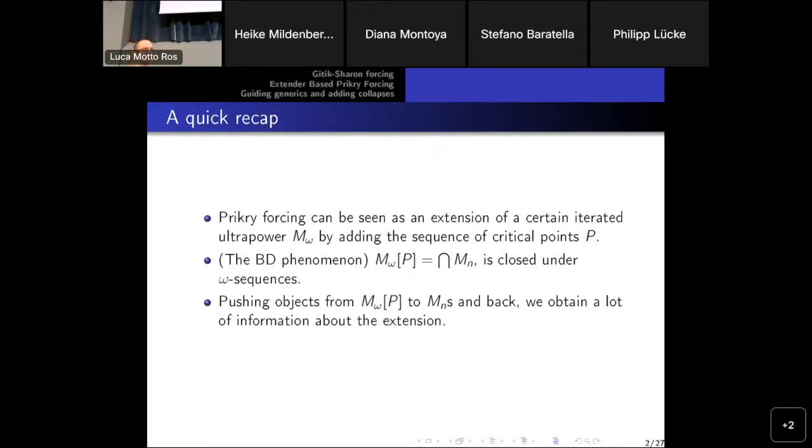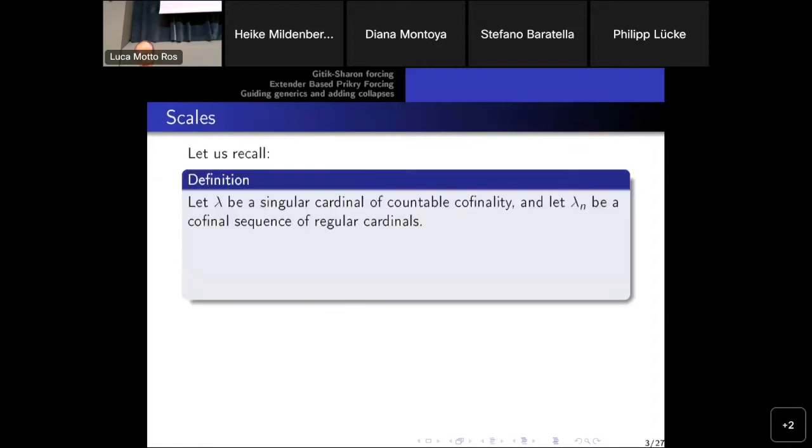Then we talked, really for a few minutes, about the idea of moving objects from M omega P to V and then back to M omega in order to show that essentially adding the sequence P does not do bad things. So we talked about not collapsing cardinals, but also about not adding special Aronszajn trees for sufficiently large cardinals and so on. And in this part, I would like to start talking about scales.